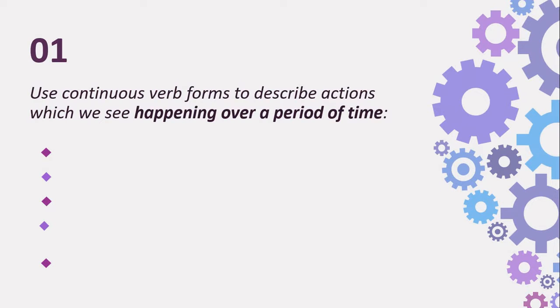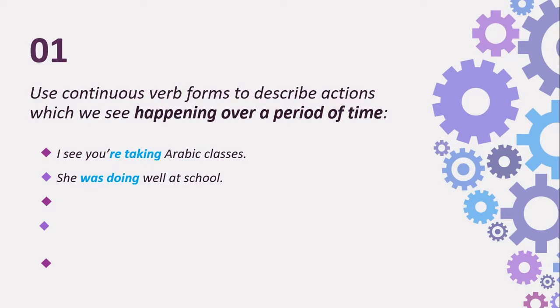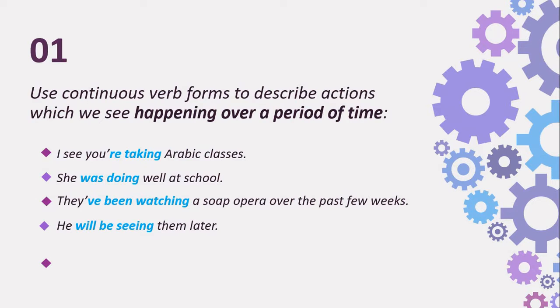Use continuous verb forms to describe actions which we see happening over a period of time. Let's have an example. I see you're taking Arabic classes. She was doing well at school. They have been watching a soap opera over the past few weeks. He'll be seeing them later.